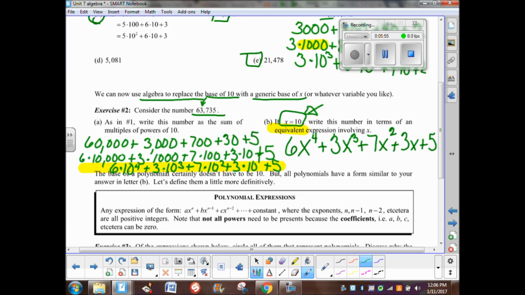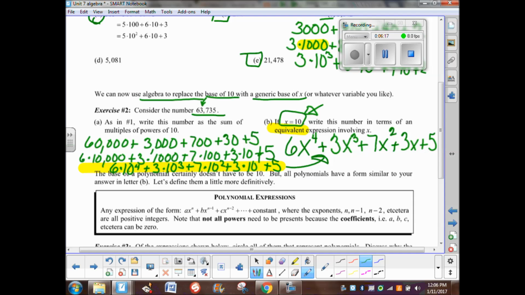So I took something that you are familiar with, okay, a basic number, 63,735. We took and we expanded it, we wrote it as a power of 10, and then, okay, we had a game changer. We brought in algebra, so we brought in some letters. Now we have a polynomial. So that's kind of how they are related.